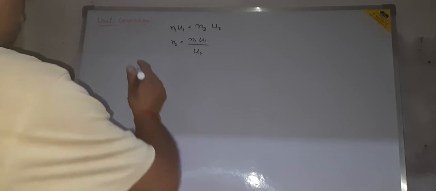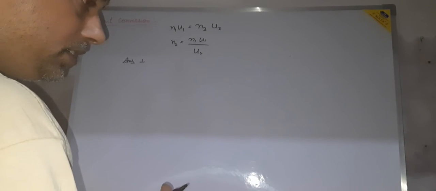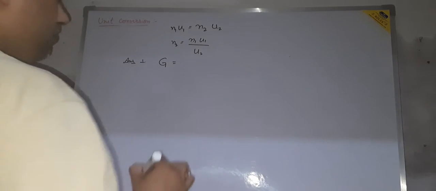So this n2 is equal to n1 u1 upon u2, where n1 u1 is the value that is given, and u2 is the unit that you want to convert to from u1. So today I am taking one example here. The question is, the value of the universal gravitational constant. I am first reading the question. The value of the universal gravitational constant, which we write by capital G.